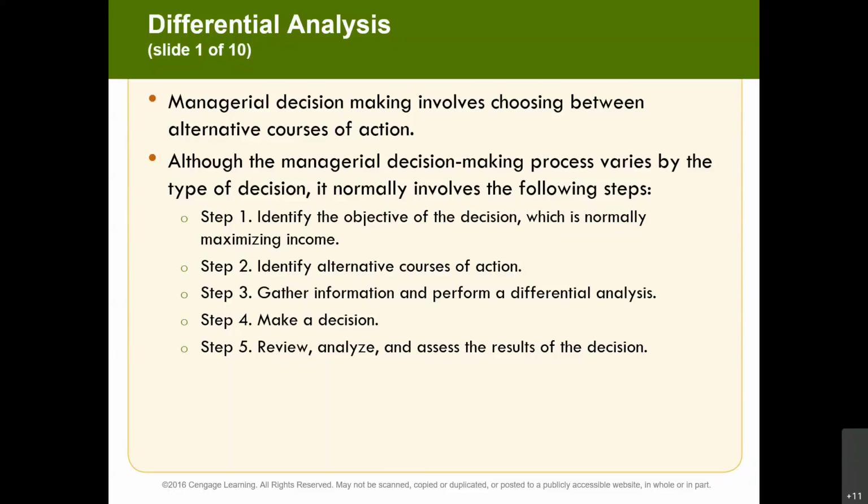Although the managerial decision-making process varies with both types of decisions, it normally involves the following steps. Step one is we identify the objective of the decision, which is normally to maximize revenue. I mean, that's the objective of pretty much every business, right? Step two, identify alternative courses of action. Step three, gather as much information as possible to perform a differential analysis. Step four, make a decision. And step five, review, analyze, and assess the results of the decision.